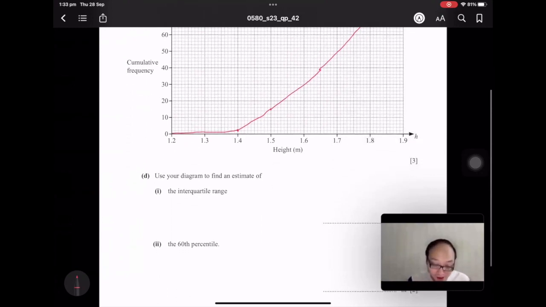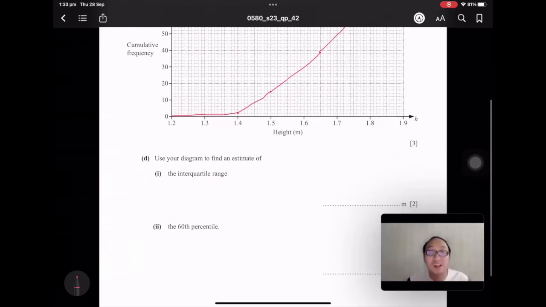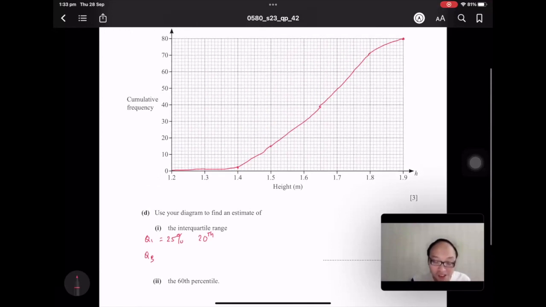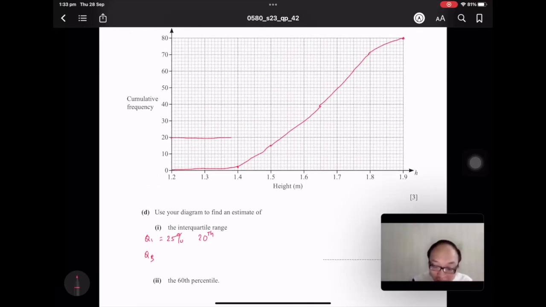Use your diagram to find the estimate of interquartile range. So we have to find the Q1 and Q3. Q1 is the 25%. So that means from 80, 25% is the 20th data. The 20th data is here. So the estimation will be around 1.535.